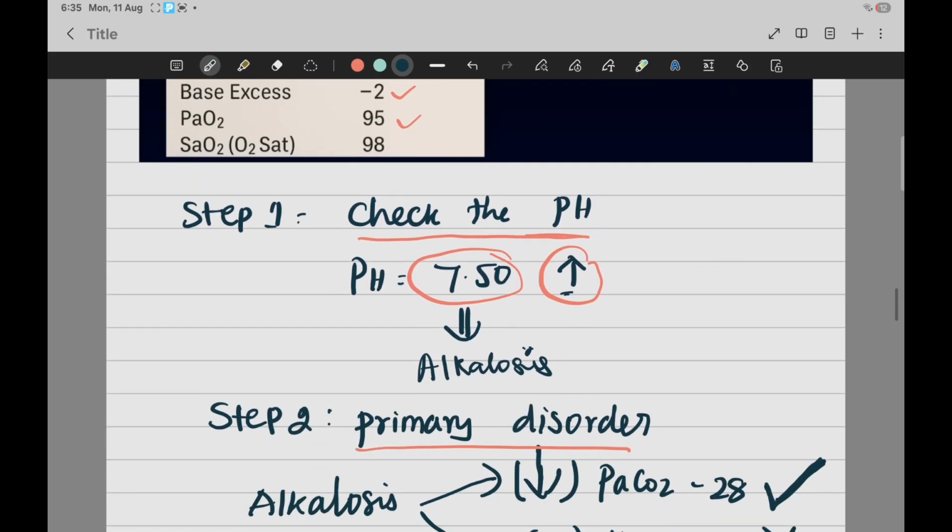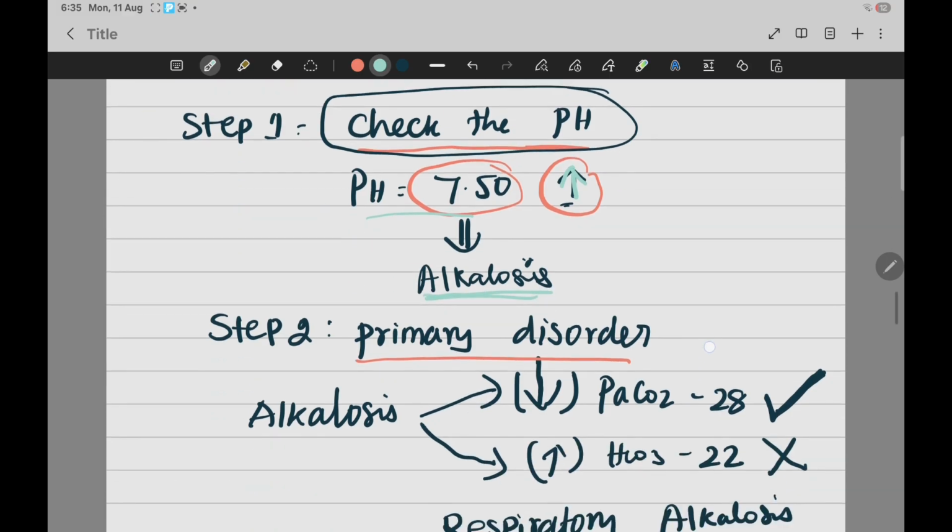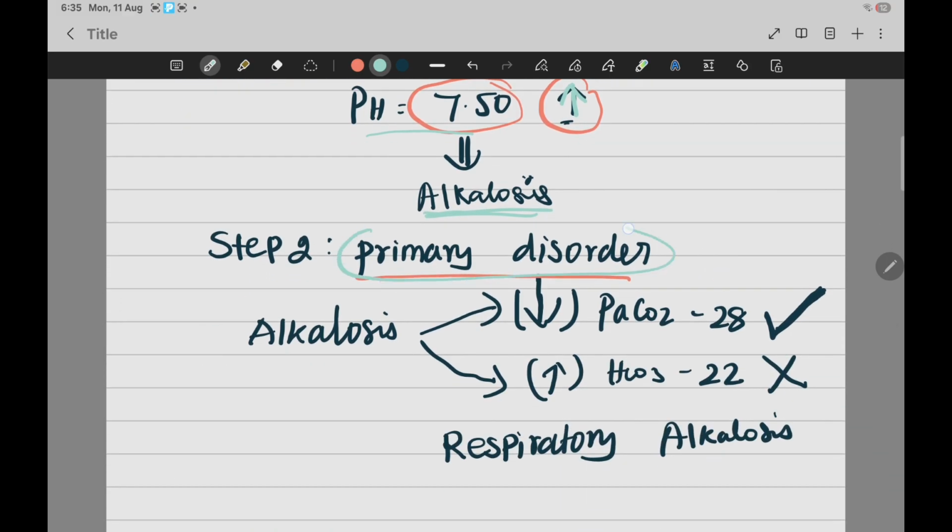First step, as I told you, check the pH level. The pH is 7.50, an increased level, which means alkalosis. Next step is to find the primary disorder. Alkalosis means decreasing PaCO2 or increasing bicarb. The patient's PaCO2 is 28, with a normal of 35 to 45. It is coming down, so that is correct. Next, increasing bicarb level. The normal value is 22 to 24, and here it is 22, so it is not increased.